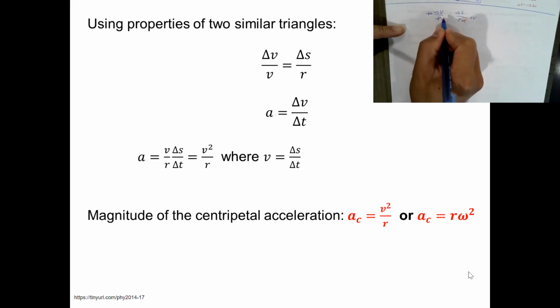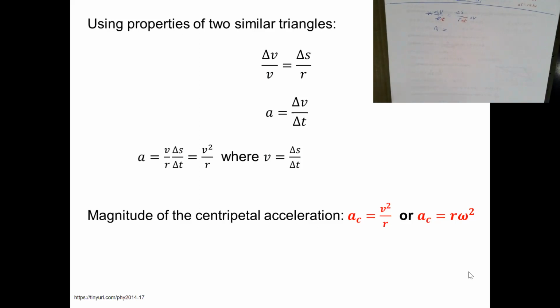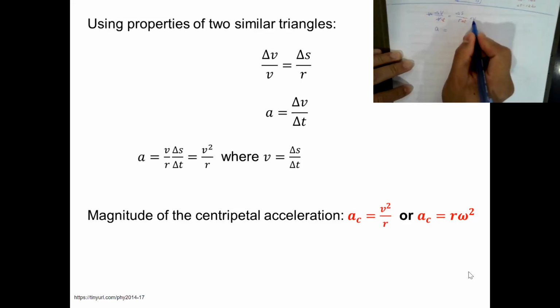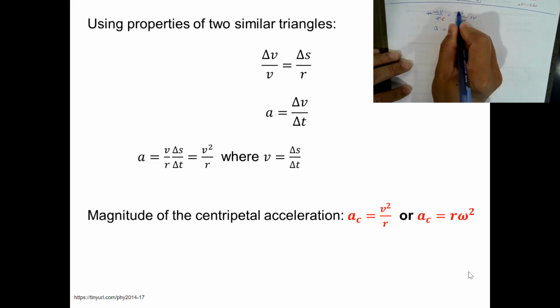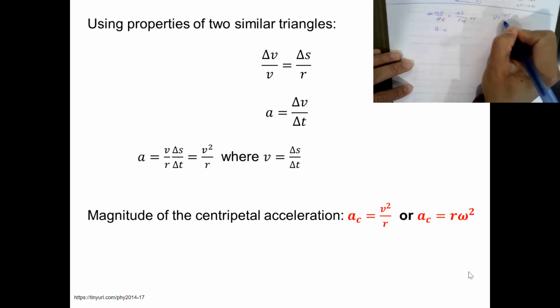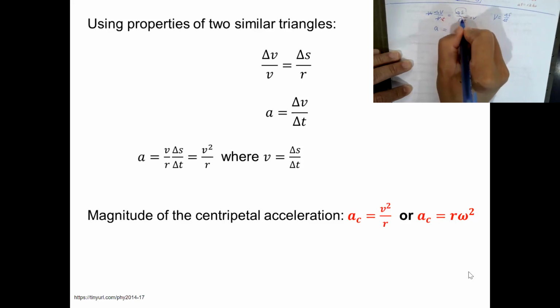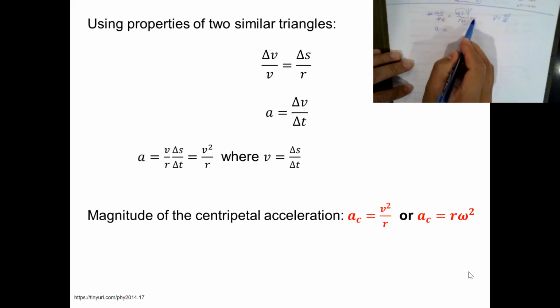Then delta V over delta T gives me acceleration, because that's the definition of acceleration. On the other side, I have V times delta S over delta T. That's the arc length over delta T, so linear displacement over delta T. If you remember, linear displacement over delta T gives you velocity, or the speed. So you have speed multiplied by speed over r, which gives you v squared over r.